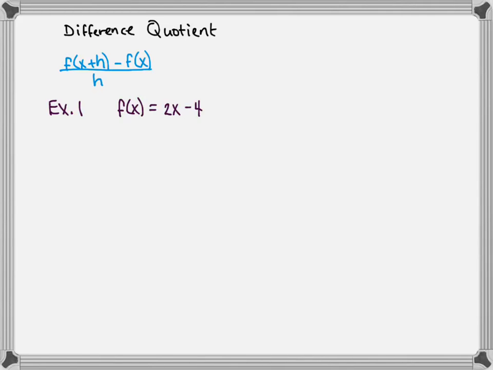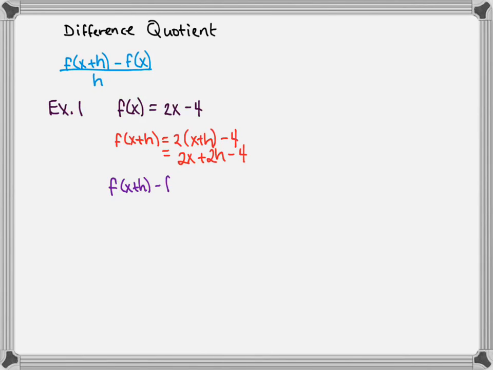If we're given f of x equals 2x minus 4, what we would first need to do is figure out what f of x plus h is. So I start writing my f of x function, 2 times something minus 4, and in the parentheses I'm going to put x plus h. Then I'll distribute my 2, so 2 times x is 2x, 2 times h is 2h, and I've got the minus 4. So there's my f of x plus h.